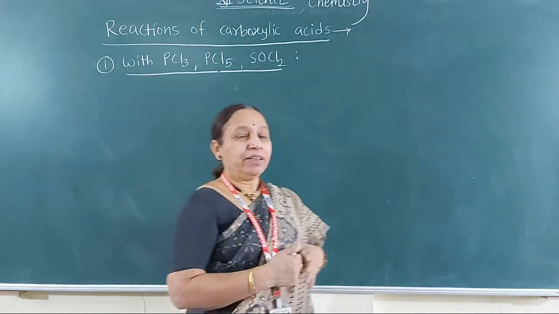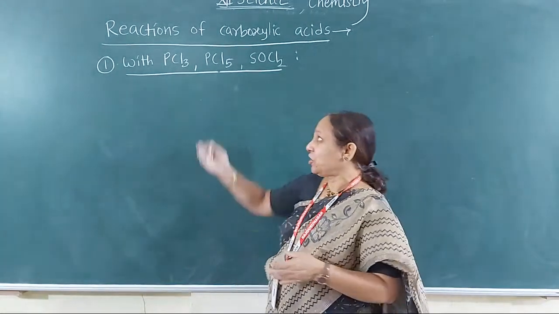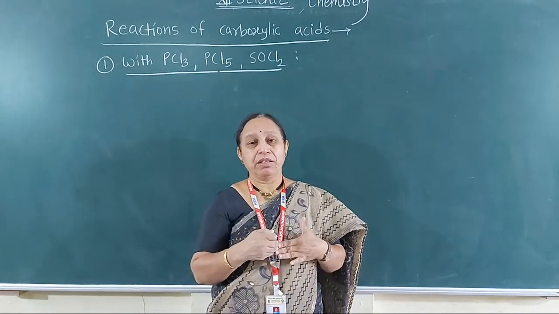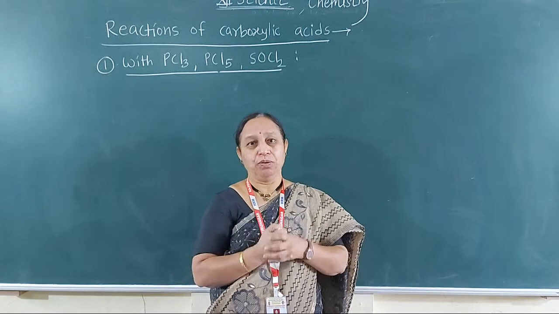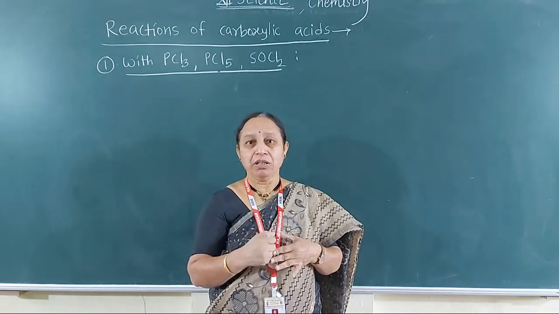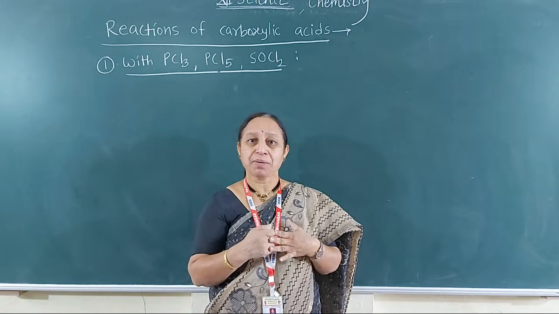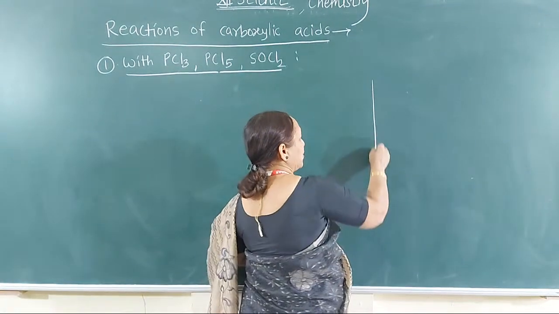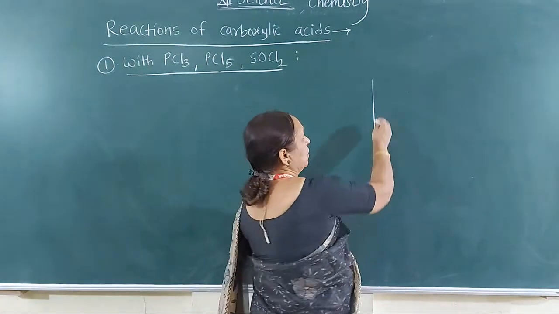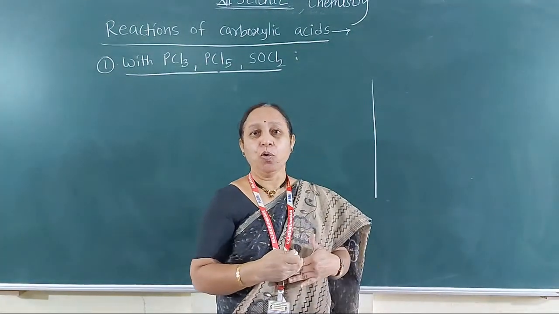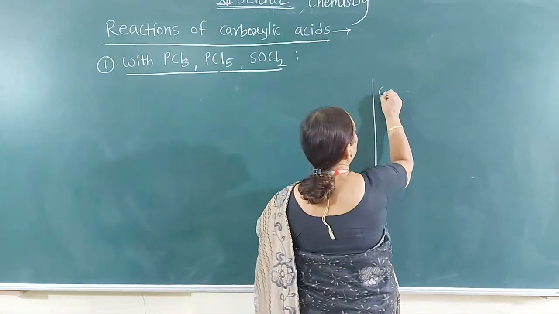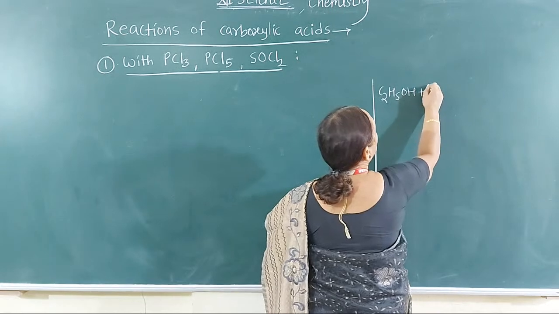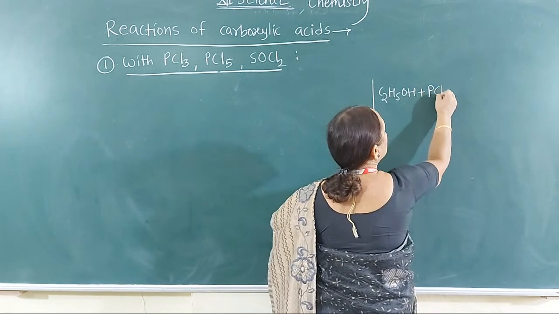Before writing the reactions of carboxylic acids with these three molecules, we will compare these reactions with alcohol. All of you have learned the same reactions in the chapter alcohol. So let us see what are these different reactions. When alcohol, for example, ethyl alcohol, ethanol, C2H5OH, is treated with PCl5 or PCl3.